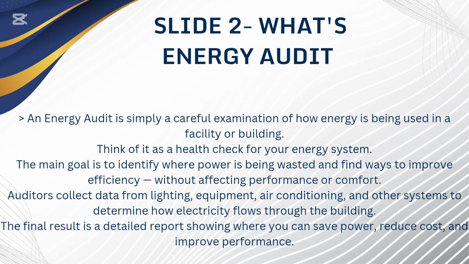The main goal is to identify where power is being wasted and find ways to improve efficiency without affecting performance or comfort. Auditors collect data from lighting, equipment, air conditioning, and other systems to determine how electricity flows through the building. The final result is a detailed report showing where you can save power, reduce cost, and improve performance.